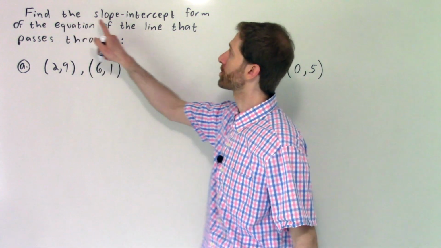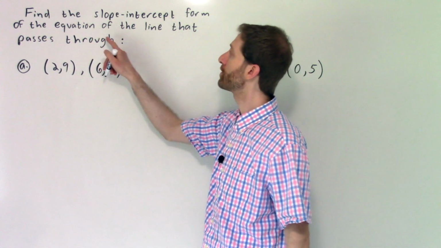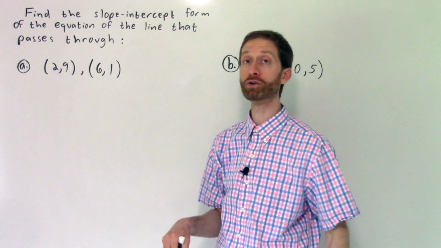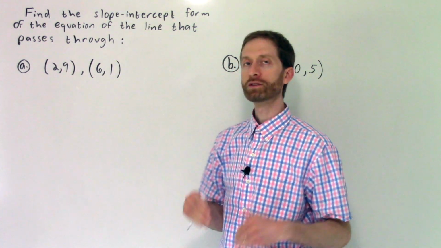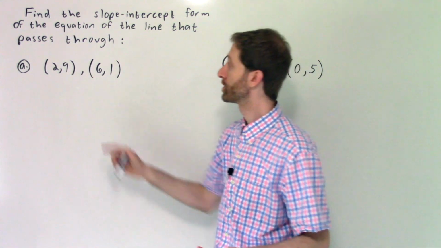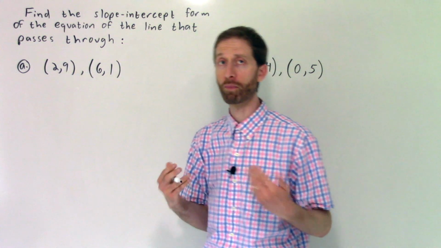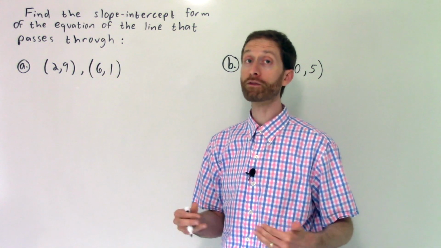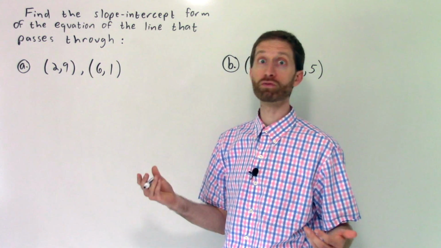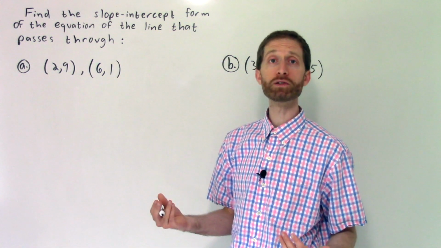So you're given the instructions, find the slope-intercept form of the equation of the line that passes through, and then we have 2 problems. So generally speaking, you have 2 points, (2, 9) and (6, 1). They're points on a graph. And we want to find the equation of the line that goes through those 2 points. Well, how do we do that?